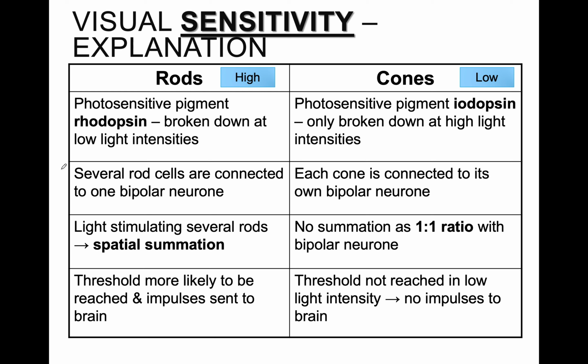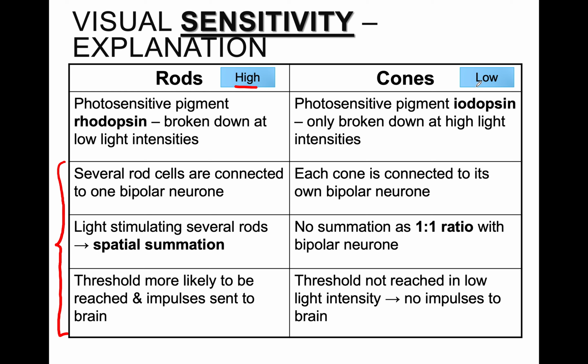Most questions will want comments on these final 3 rows. So the rods, several rods, more than one rod connected to a single bipolar neuron. Light may stimulate several of those rods, causing spatial summation at the bipolar neuron. Therefore, threshold is more likely to be reached and impulses more likely to be sent to the brain. That accounts for the high visual sensitivity in rods.